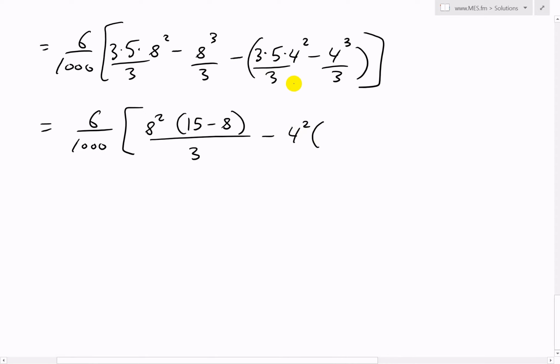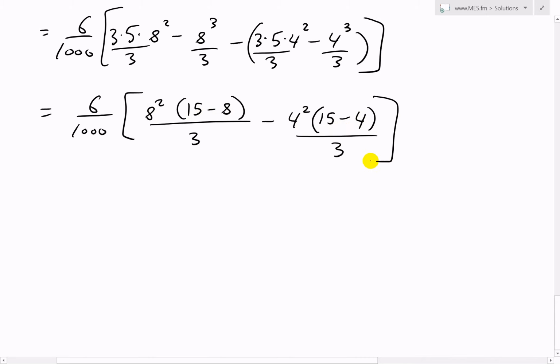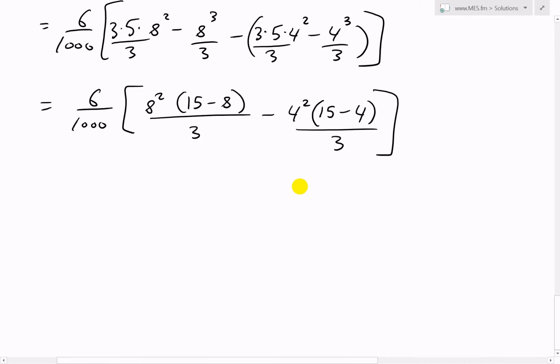So then we have, again, a common denominator of 3, and then we have this 15 minus, now there's a 4 left over. When you take out the 4 squared out of this 4 cubed, there's just a 4. So same as here, 15 minus 8, 15 minus 4, and there's 4 squared, 8 squared, like that. Yeah, so now the next step I'm going to do is simplify this, 6 over 1,000, but I'm going to keep this 8 squared there, because I'll show you how we could factor out an 8 again.